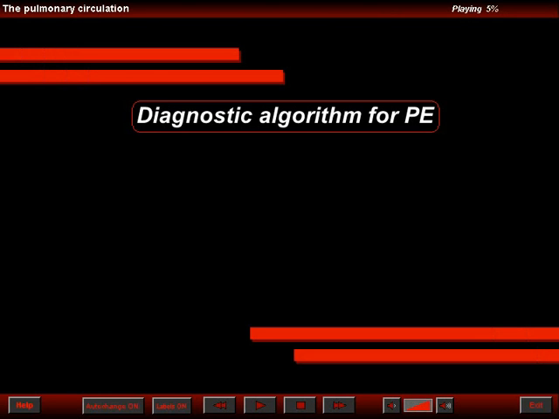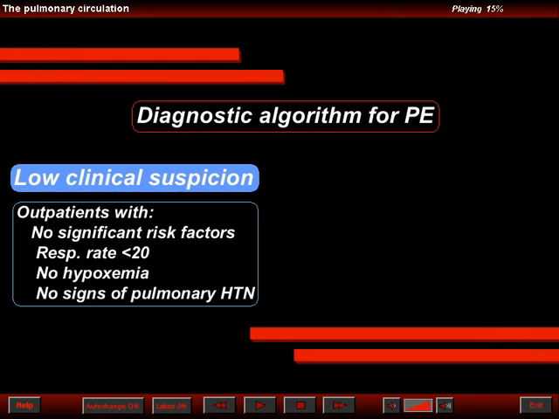This is a simple algorithm for pulmonary thromboembolism. Patients with low clinical suspicion are those that are ambulatory without risk factors for pulmonary embolism, that have a respiratory rate less than 20, normal PO2, no signs of pulmonary hypertension. In these patients, we're interested in ruling out the pulmonary embolism.